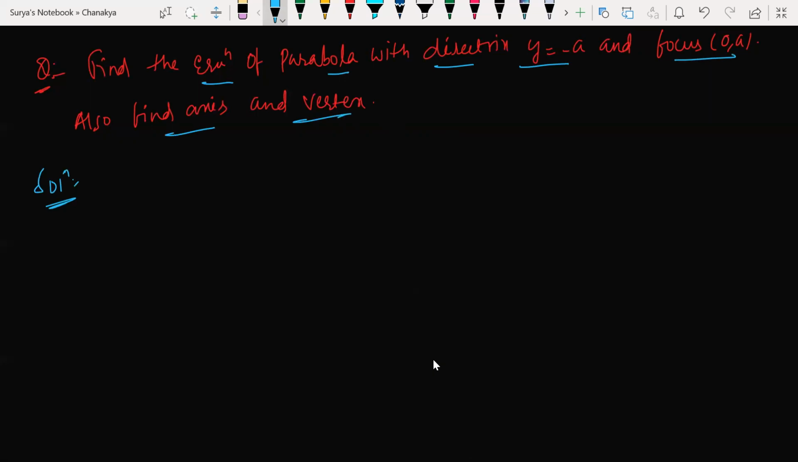What type of parabola is this? Directrix y is equal to minus a. What type of parabola is this? Guys, which type of parabola is this? Make it fast. You have to tell me. Directrix equation is y is equal to minus a. Then which type of parabola is it going to be?